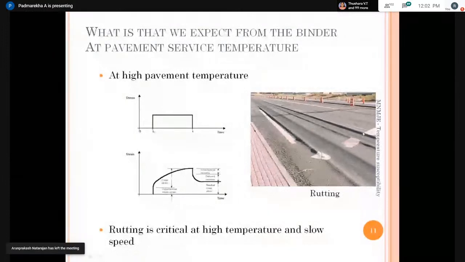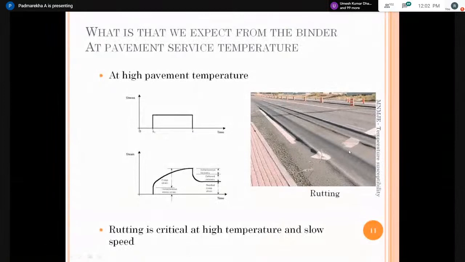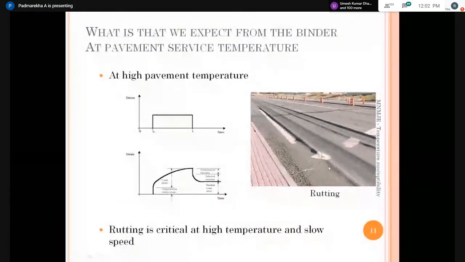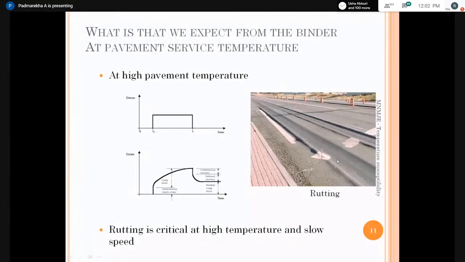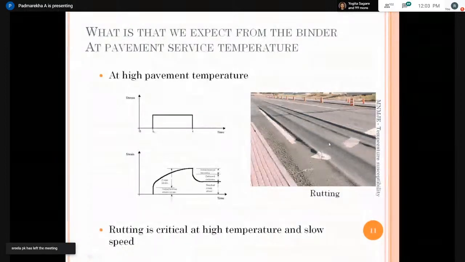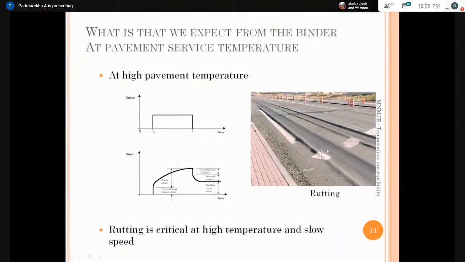This rutting failure in the pavement happens at very high temperature and when the vehicle is moving slowly. Generally, we observe this at slow moving traffic points. When the vehicle moves at a slow speed, the time for which the load is acting will be more. So automatically the creep will be too high. So the rutting in the pavement happens when the vehicle is moving at a slow speed and especially at a high temperature. This is the critical condition for rutting.